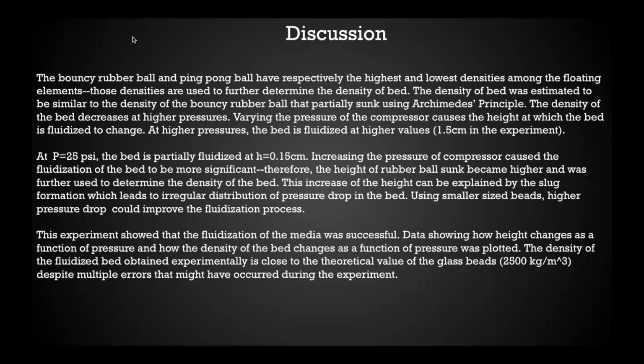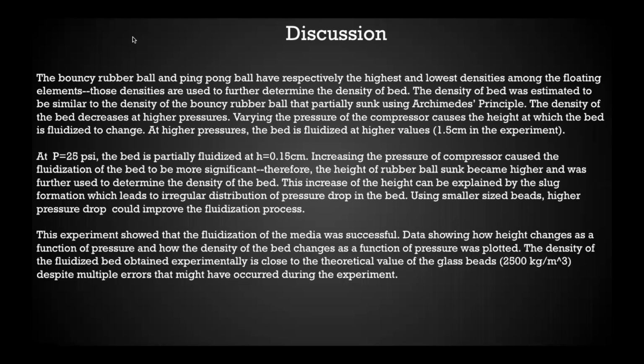At a pressure of 25 psi, we noticed that the height obtained was 0.15, and we decided to increase the pressure. As we increased the pressure, we noticed a significant change in the height. So we concluded that an increase in pressure increases the height as well. We also noticed that as we increase the pressure, the density of the bed decreases.